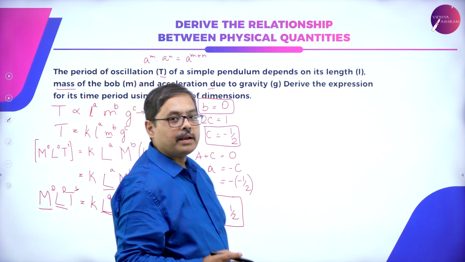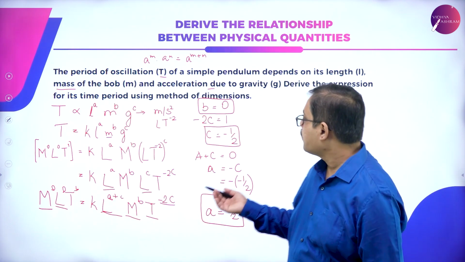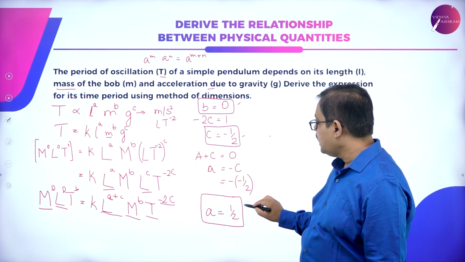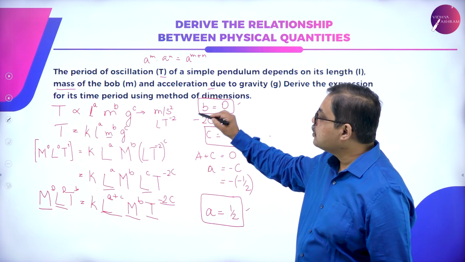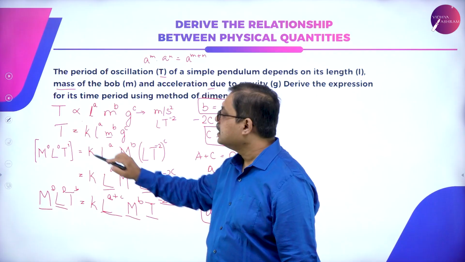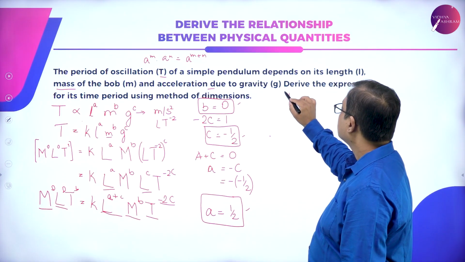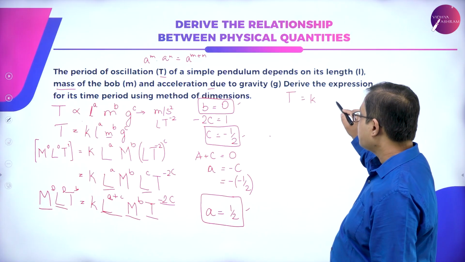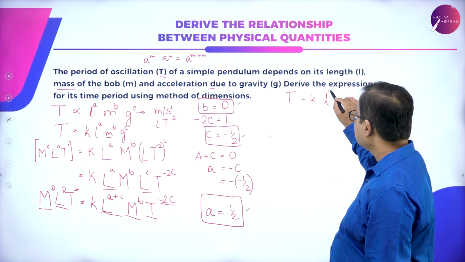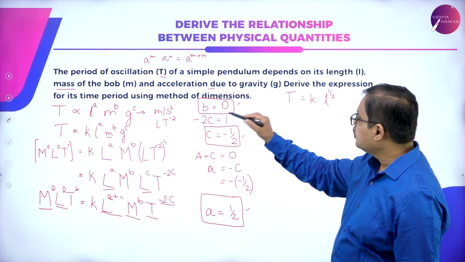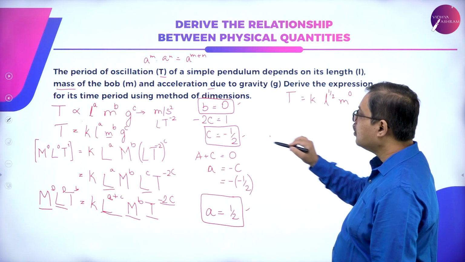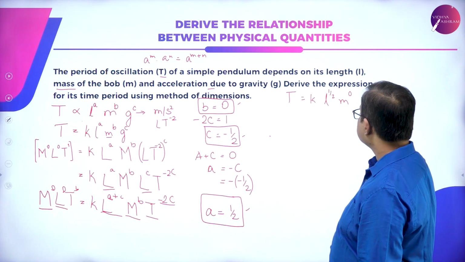So with the help of dimensional analysis, I have found out the powers. B is 0, C is minus half, A is half. Let me substitute it back in the original equation. So it comes to T equals K into L to the power A. So L to the power half, M to the power B. B is 0. And then G to the power C.